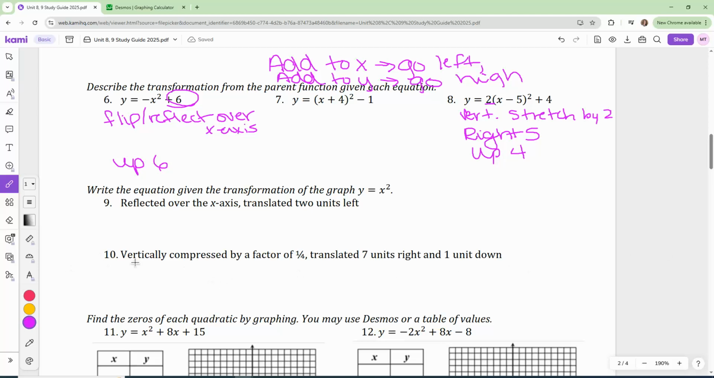All right, number 10. If I ask you to tell me the equation, so we're starting with x squared. If I want to compress it by 1/4, that's the same thing as shrink. Stretching and shrinking just means you're multiplying by 1/4. If we go 7 to the right, if you add to x, it goes to the left. So if you subtract from x, it goes to the right. And then we have to go down 1. So it gets a -1 on the end.